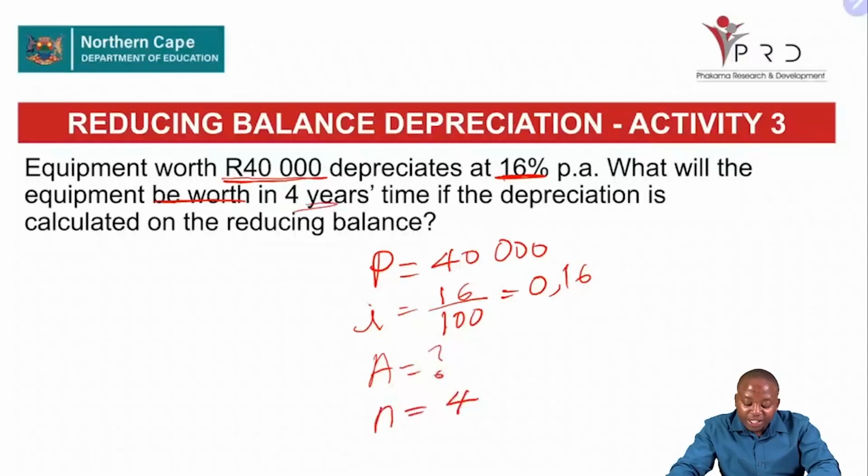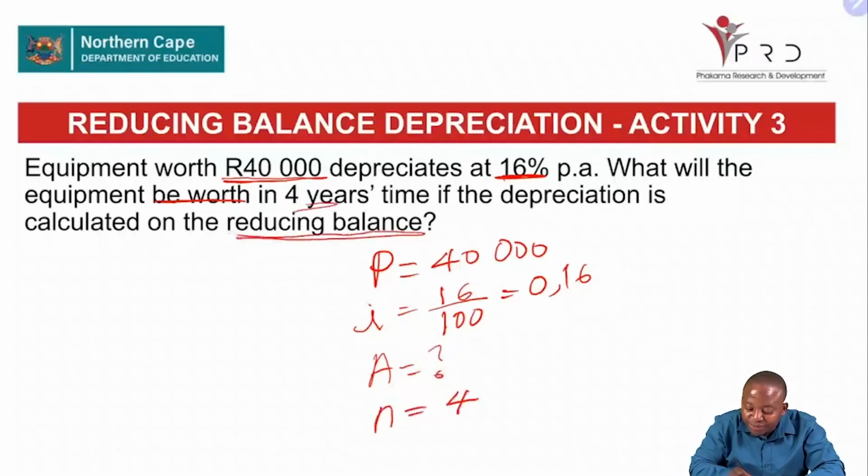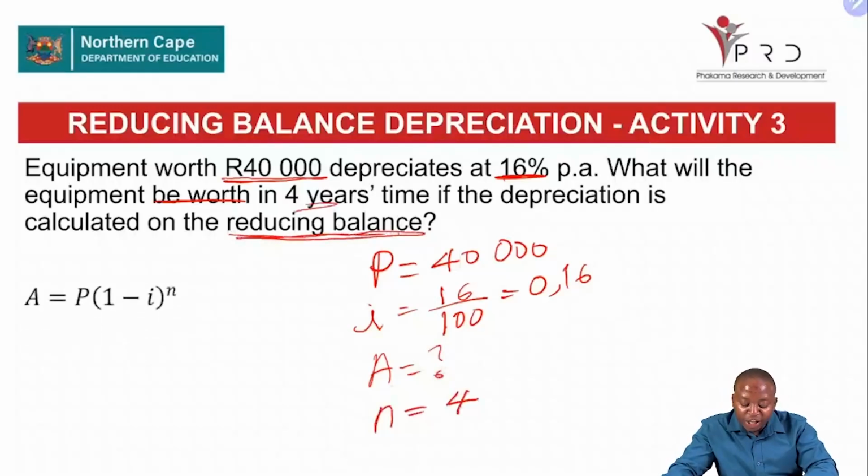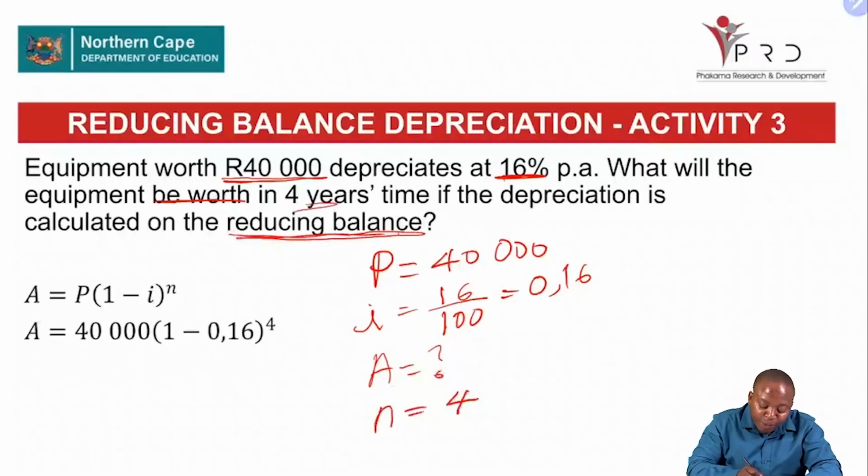If the depreciation is calculated on a reducing balance, that gives us a clue that this is the formula that you must utilize. It's a reducing balance formula. We quote it down and substitute the given values. In the space of A, we remain with A because A is my unknown. It's what I'm looking for.